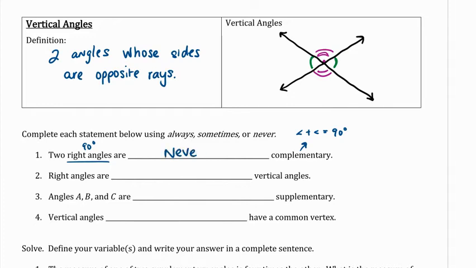Because one of them is 90 degrees. I can't take one 90-degree angle, add something to it, and still get 90 degrees. If that said supplementary instead of complementary, then it would work. But that doesn't work with complementary, so that's a never.